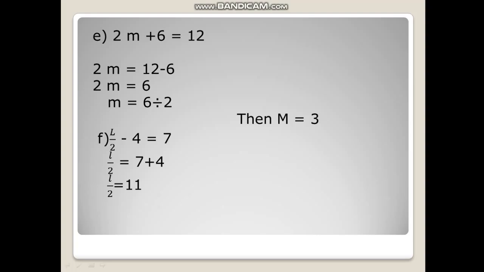And here divided 2 goes to the other side to find the value of L. It will be 11 times 2. And you know that 11 times 2 equal 22. So the value of L equal 22. If you put the value of L here, 22 divided 2 equal 11. 11 minus 4 equal 7. So the value of L is right.